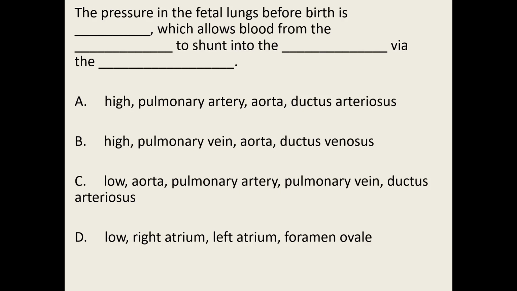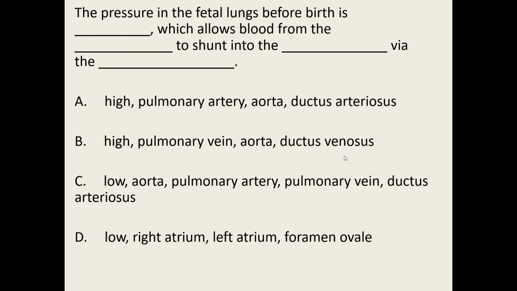Now, how does that flow move across? What takes it, first of all? What shunts it? We know it's not the ductus venosus, right? Because that shunts blood from where? Liver. Okay, so we can eliminate that. So we can eliminate anything with low because we know the pressure is high in the lungs, right?